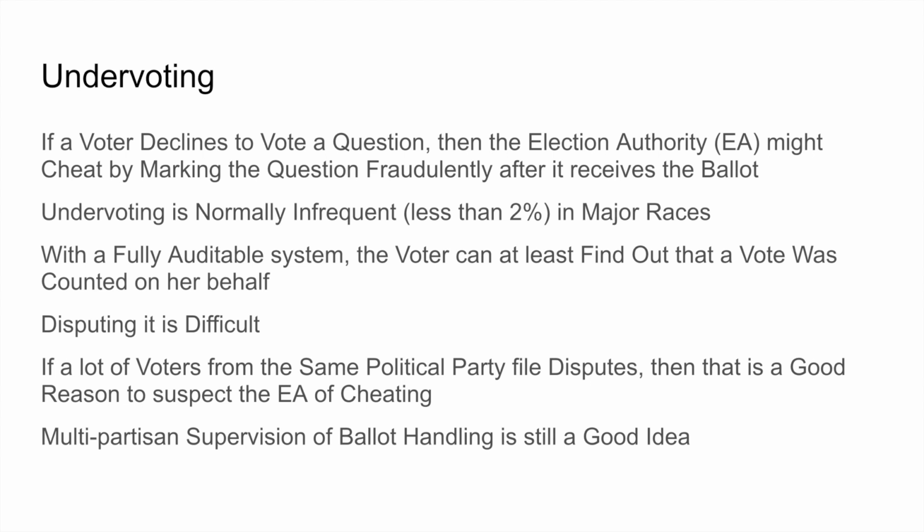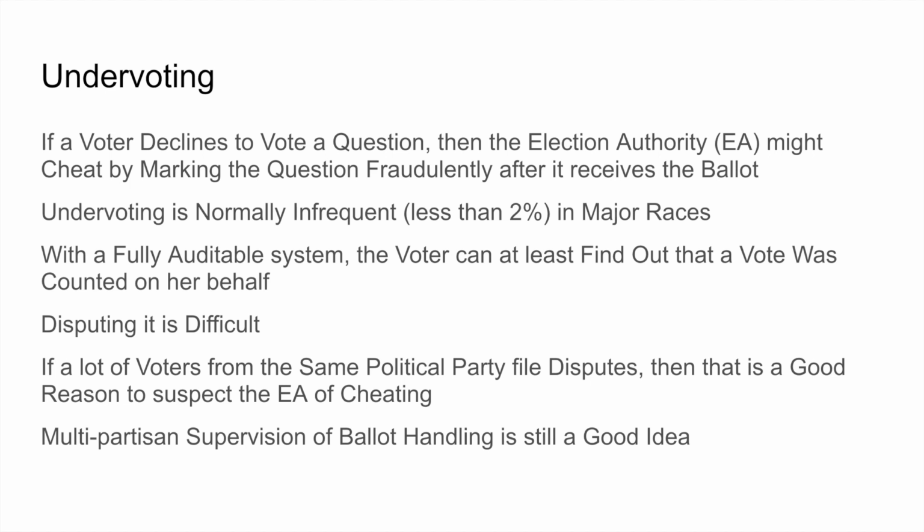If a voter declines to vote a question, then the election authority might cheat by marking the question fraudulently after it receives the ballot. Undervoting is normally infrequent in major races, typically comprising fewer than 2% of ballots. With a fully auditable system, the voter can at least find out that a vote was counted on her behalf. However, disputing it is difficult.